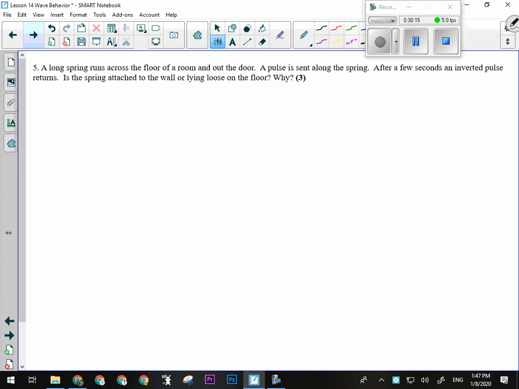All right, a long spring runs across the floor of a room and out the door. A pulse is sent along the spring, and a few seconds later, an inverted pulse returns. Was the spring attached to a wall or lying loose on the floor? Attached to a wall. If it was lying loose on the floor, what would happen? Actually, you'd have an upright pulse come back, because it would travel from the spring and into the air, which is less dense than the spring. You'd actually get a small upright pulse coming back.